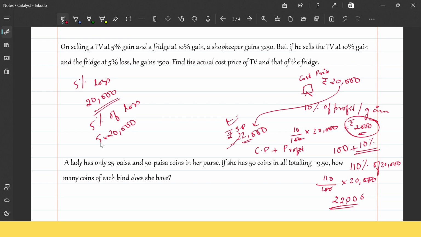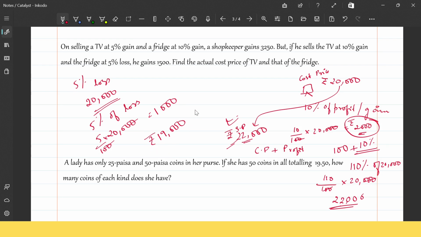20,000, 5% of that, 5 by 100. So if you find this out, this comes up to 1,000 rupees. So now I will be selling my TV at 20,000 minus 1,000, that is 19,000 rupees. I am going to sell my TV.